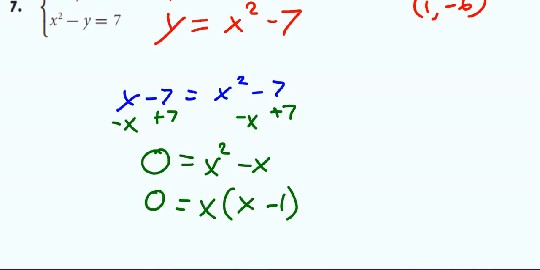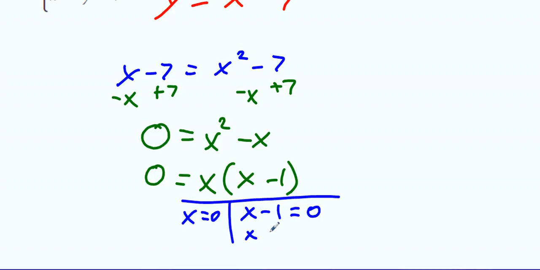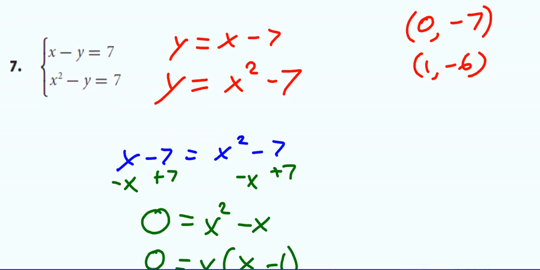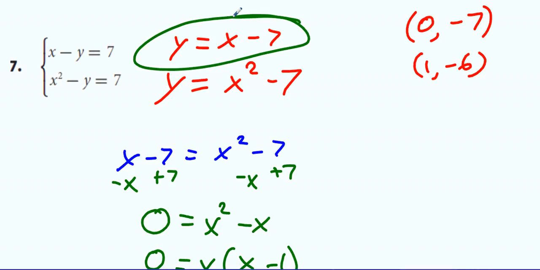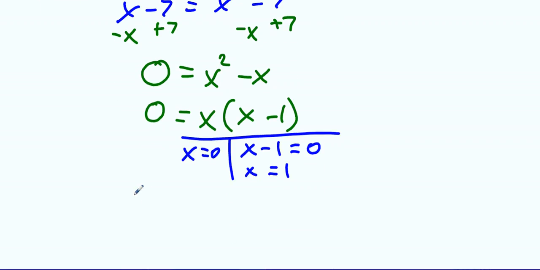So to finish solving it, we set each factor to 0. So x equals 0. There's one answer already. x minus 1 equals 0, so x equals 1. Now the final step is to get the y values by plugging it back in. Pick whichever equation is easier. It's always going to be the line, the one without the x squared. y equals x minus 7.